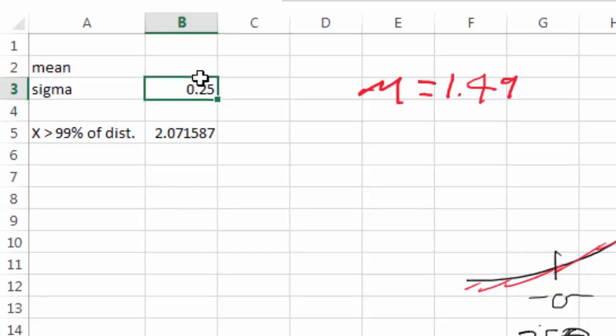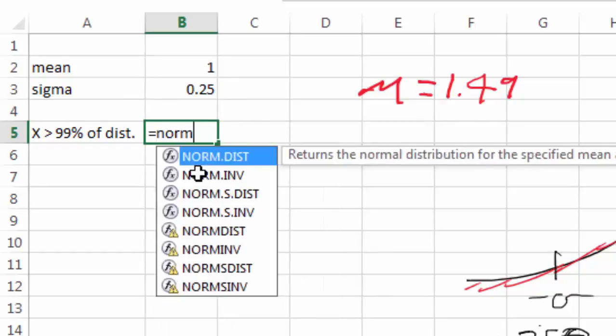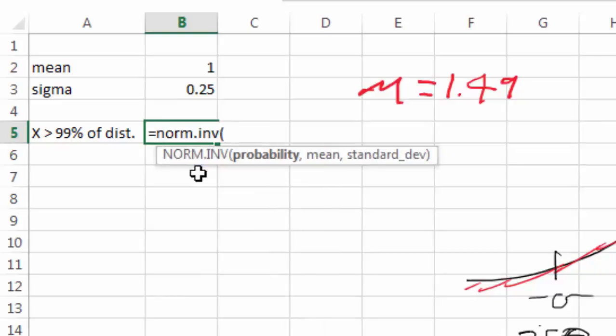But that's not the way we want to actually do this. What we want to do here is plug in values of the mean and guess and check, and we can get close. So I'm going to redo this, and instead of plugging in my solved value, I'm just going to plug in a cell reference, and we'll start guessing based on the cell reference. Let's just put 1 to start with. As we change this value by guess and check, we'll try to get closer and closer to exactly 2. So that's going to be norm.inv, probability 0.99, mean, cell reference B2, standard deviation B3.